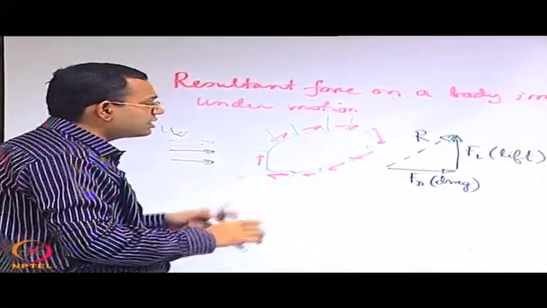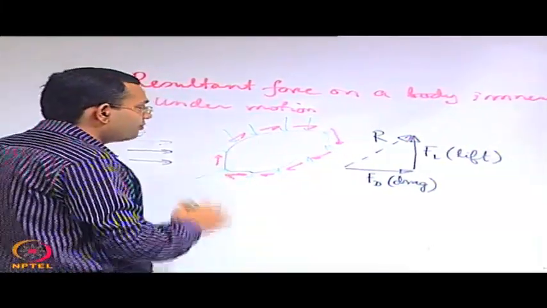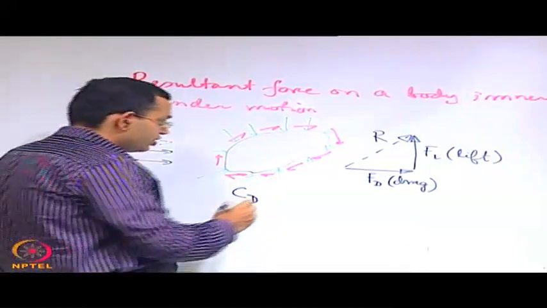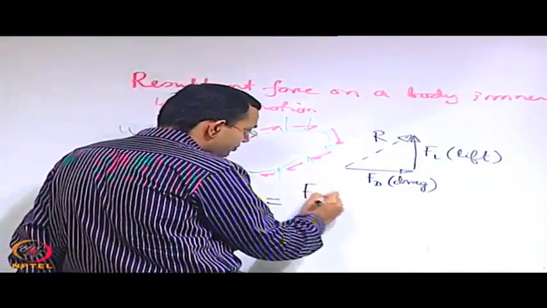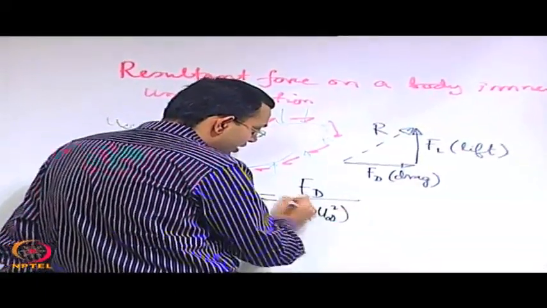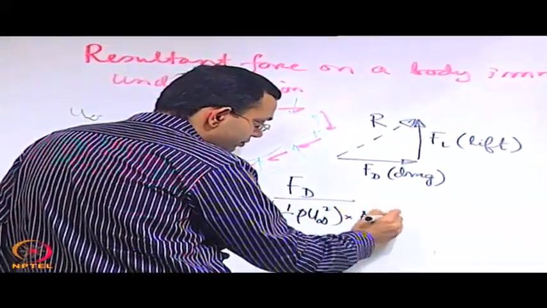So, when we characterize the lift and drag force, we have seen that the drag force we may characterize by a coefficient of drag CD. So, the coefficient of drag is the drag force divided by half rho u infinity square into some reference area.